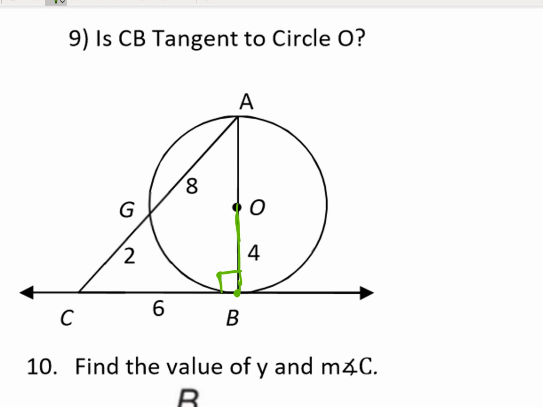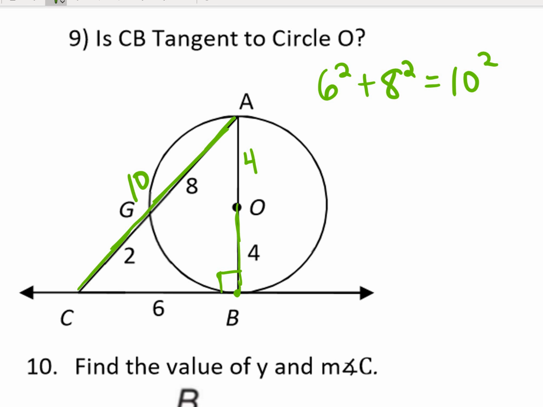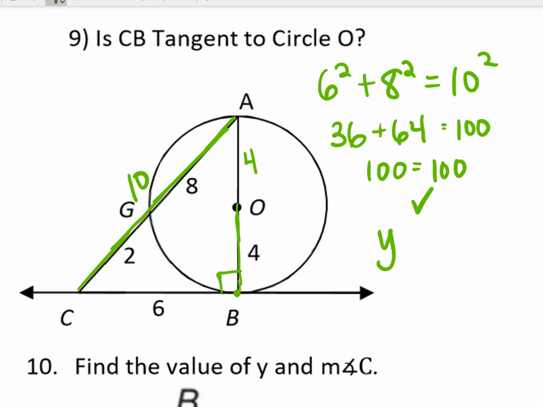So what we have here is another radius up here is 4. The hypotenuse is 8 plus 2 is 10, and we're given 6 there. So we're looking at, is 6 squared plus 8 squared equal to 10 squared? Well, let's try it out. 36 plus 64 equal 100. And 100 does equal 100. So we can say yes, it is a tangent.